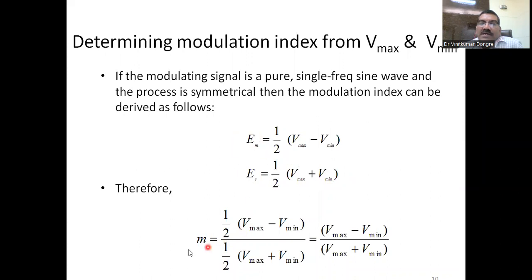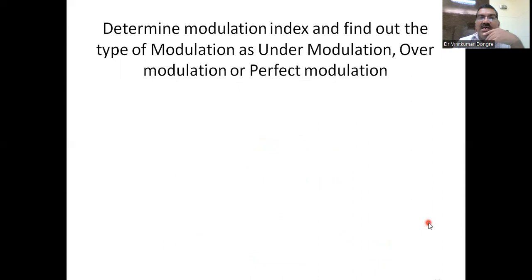In this formula, the modulation index is EM by EC. So you can put the EM value here and the EC value here. If you simplify it, it will be simply (Vmax minus Vmin) upon (Vmax plus Vmin). So the modulation index in practical terms is Vmax minus Vmin over Vmax plus Vmin. Now based on this, we will solve a simple problem so that we understand whether it is over modulation or under modulation.